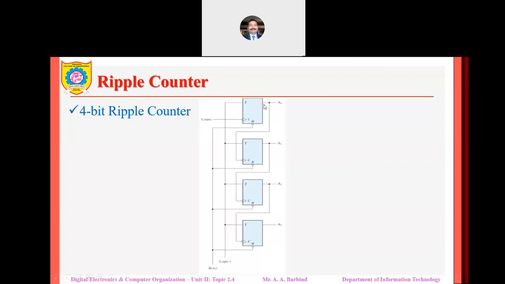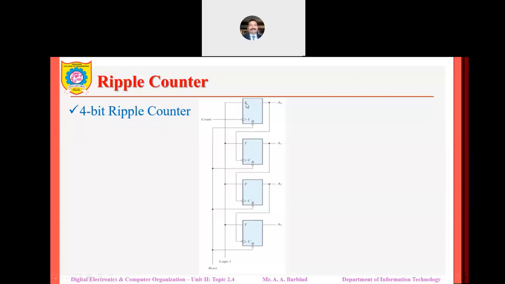The output of the first flip-flop is connected as the clock input to the second flip-flop. Then output of the second flip-flop is connected in turn as the clock input to the third flip-flop, and like that the output of the third flip-flop is connected as the clock input to the fourth flip-flop. So like this, in the ripple counter, output of the previous flip-flop is used as the clock input to the next flip-flop.